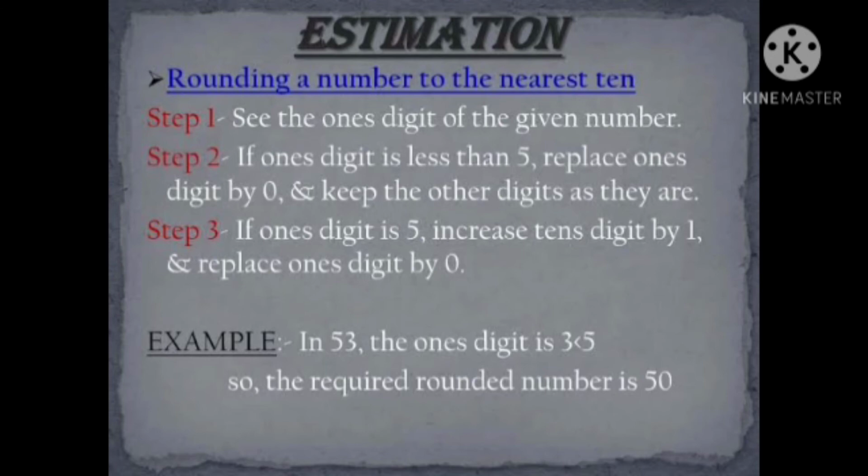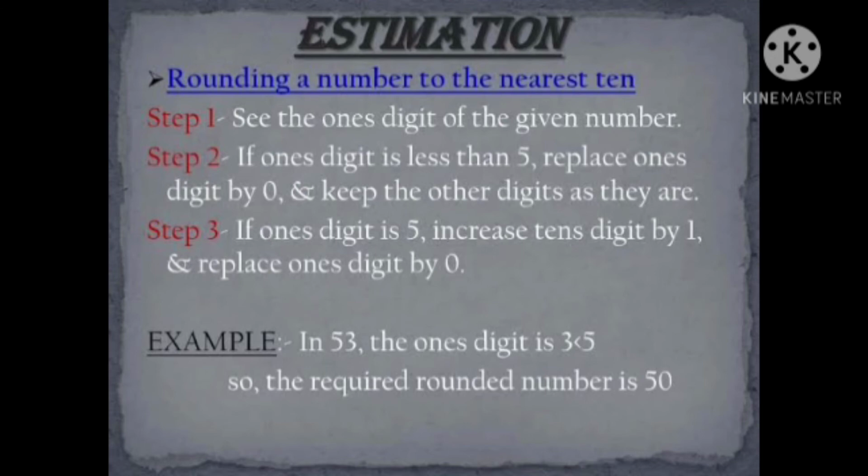So let us see rounding the number nearest to 10. Rounding a number to the nearest 10. See the ones digit of the given number. If ones digit is less than 5, replace ones by 0 and keep the other digits as they are. If ones digit is 5, increase tens digit by 1 and replace ones digit by 0. See, for example, 53. The ones digit is 3, which is less than 5. So the required rounded number is 50.